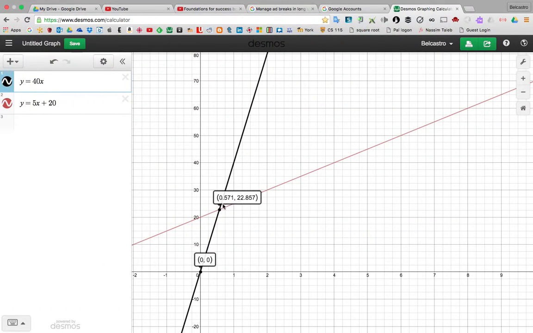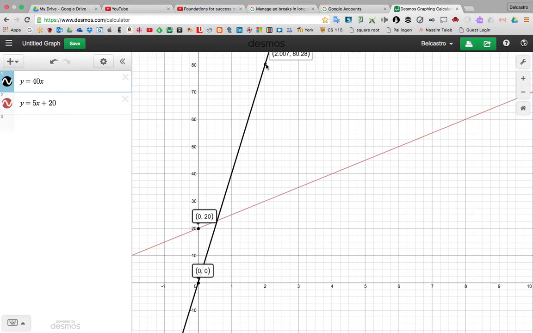So we have our point of intersection, okay? So the red line was representing the company where we paid $20 right off the bat, okay? And then $5 a day. Our black line represents where we pay $0 and then $40 a day. So you notice day 1 is $40, day 2, you can't really see, is $80, okay? Before 1 day passes, these lines already intersect each other.